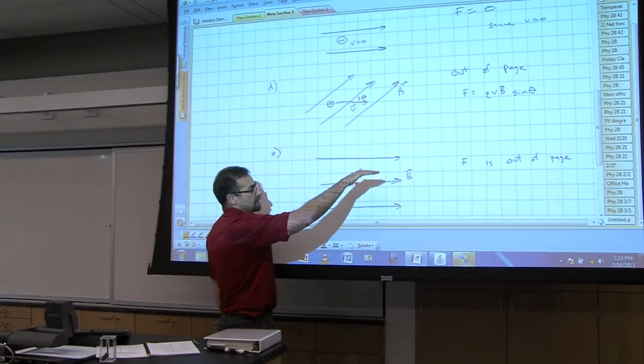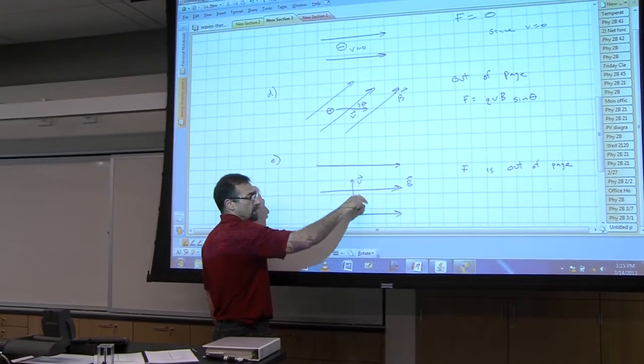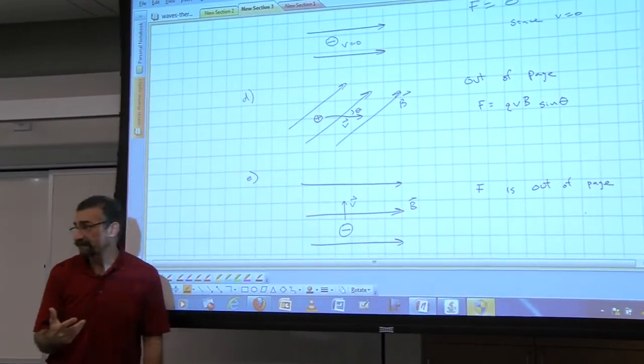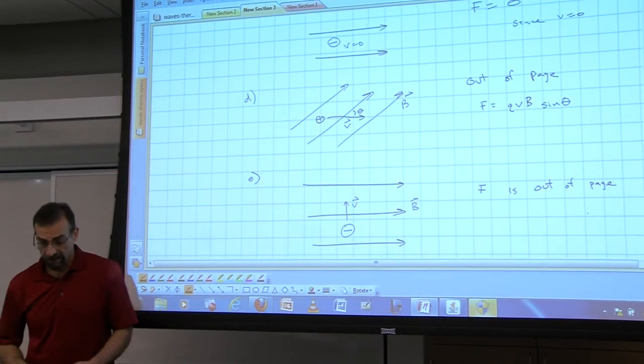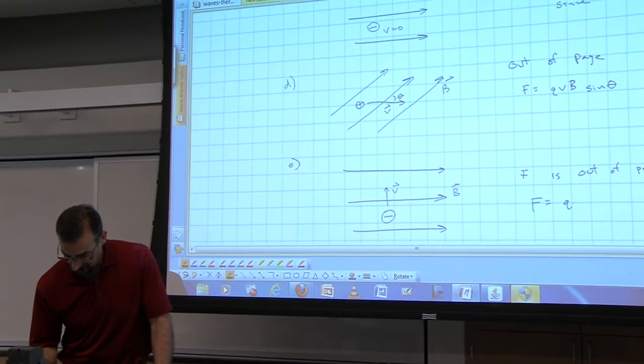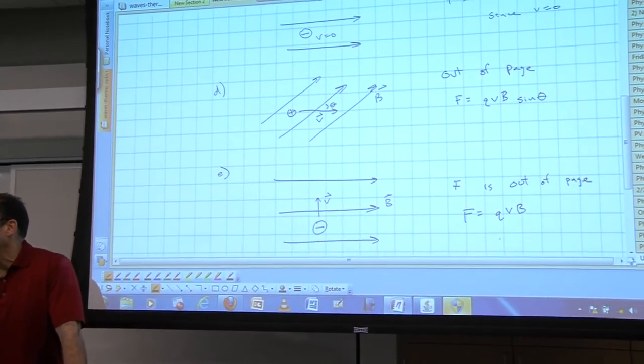You got the velocity, you got the magnetic field. The force on a positive charge would be into the board, but this is a negative charge, so it's out of the board. You have to reverse it. And if that's a 90-degree angle, QVB. Sine of 90 degrees is 1.